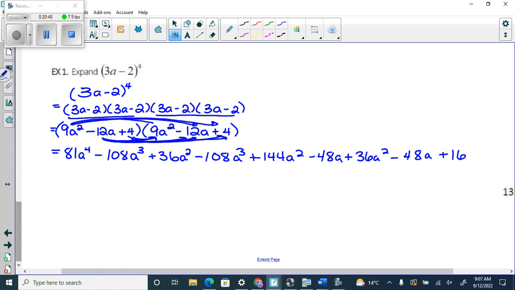And then what do I have to do? Collect. Yeah. So I'm going to get 81a to the 4. And then negative 108, negative 108, I have no more a cubed, so it looks like negative 216a cubed. 36a squared, 144a squared, 36a squared is what? 300 and something. 316?